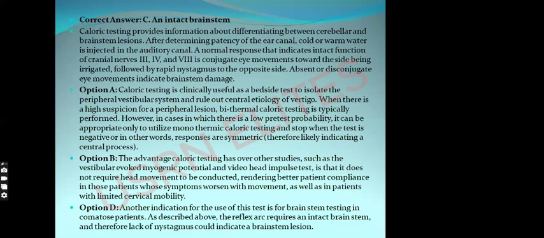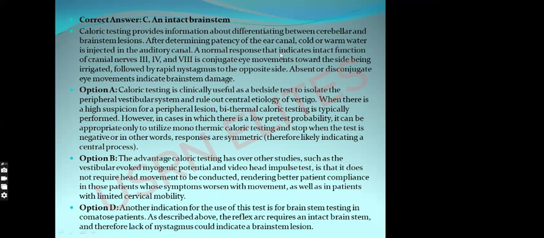So that is it. If you want to know about caloric testing, it provides information about differentiating between cerebellar and brainstem lesions. After determining patency of the ear canal, so you have to make sure the ear canal is very patent, cold or warm water is injected, you push it fast, you shoot it into the auditory canal.